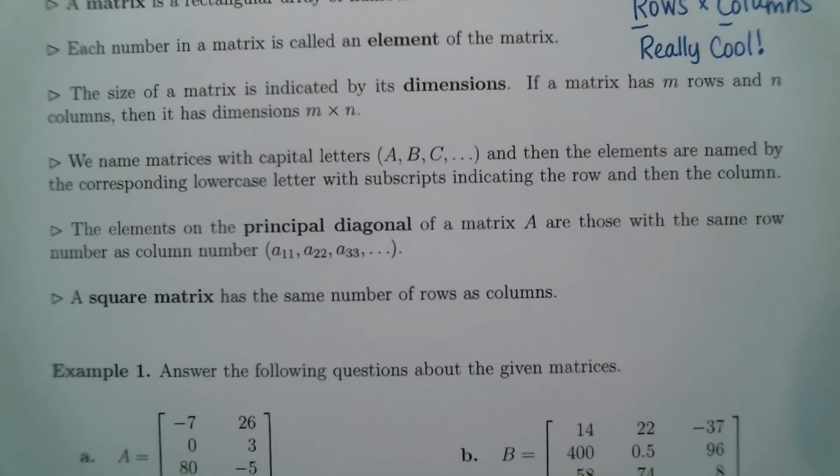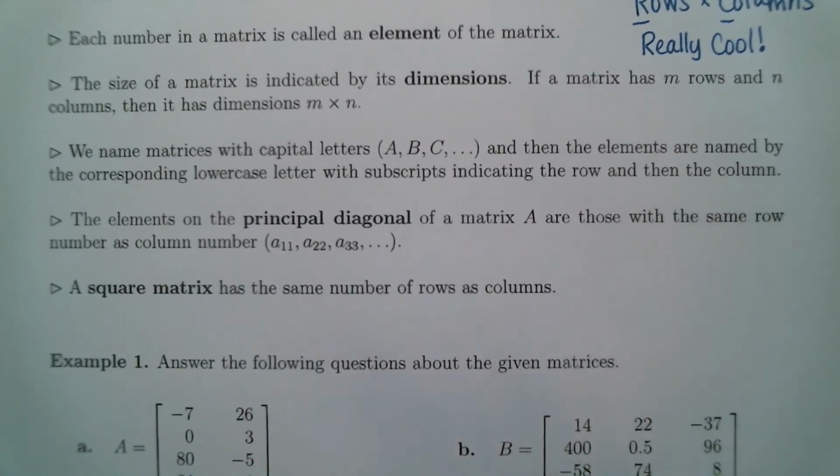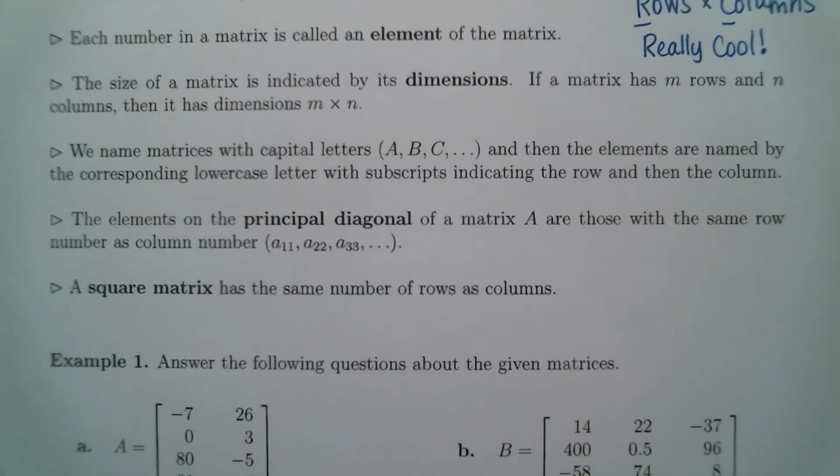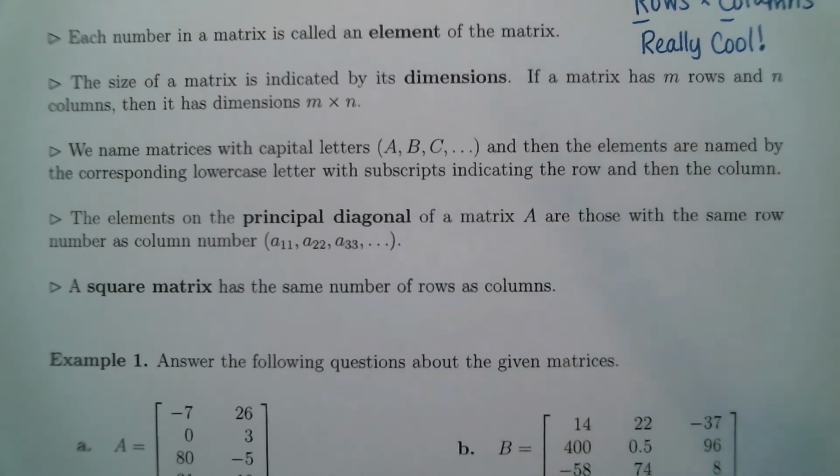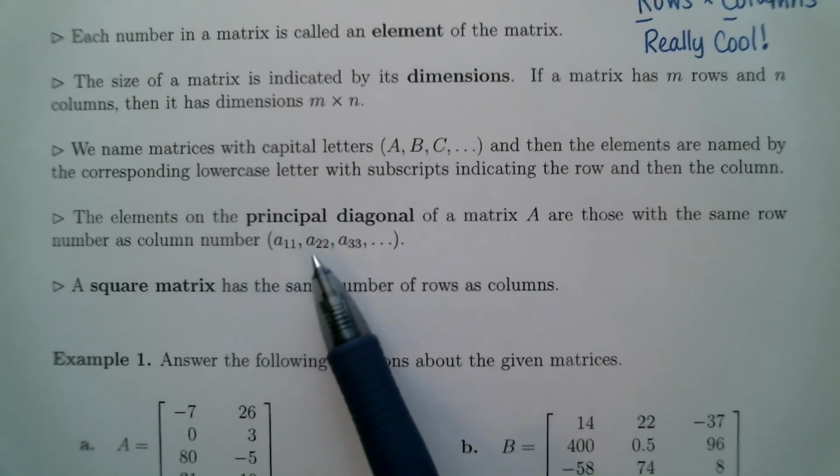A couple more things before we do example 1 where we apply all this terminology. We name matrices with capital letters, so capital A, capital B, capital C, and so on would be the name of the matrix. Whatever letter you choose for the name of the matrix, the elements, the numbers inside, are named by the corresponding lowercase letters with subscripts indicating the row and then the column. Again, really cool: row, column.